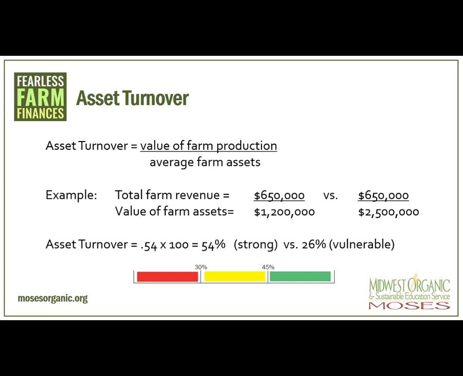So some of the things you might think about here is, wow, my farm revenue, $650,000 on $1.2 million versus $650,000 at $2.5 million. What is going on in that business? There could be many reasons, but just think about that. One is generating much more revenue off of their assets versus the other. And this is an important one for you to think about in your business.